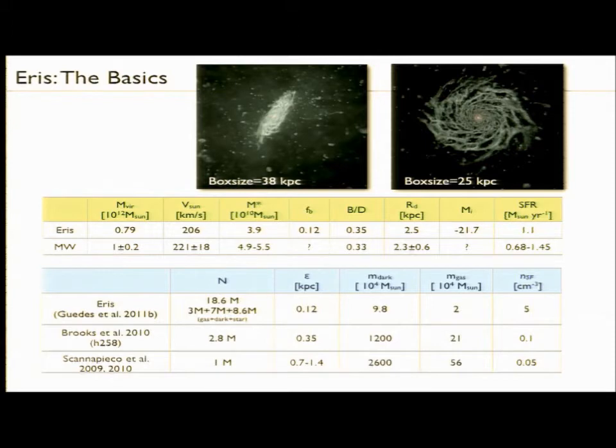And the bulge-to-disk ratio is comparable to that of the Milky Way. The scale length is also comparable. And the star formation rate today is 1.1 solar masses per year. At the time when we ran Eris, this was the picture.